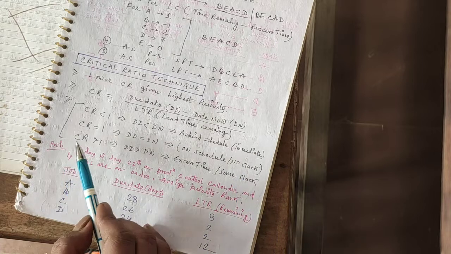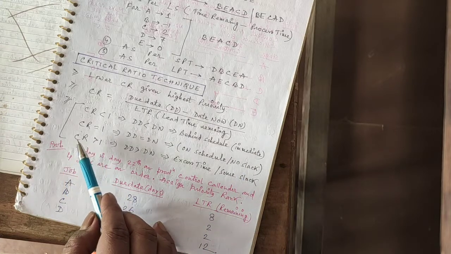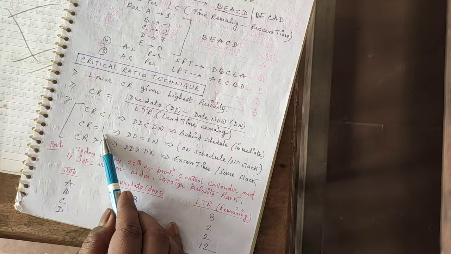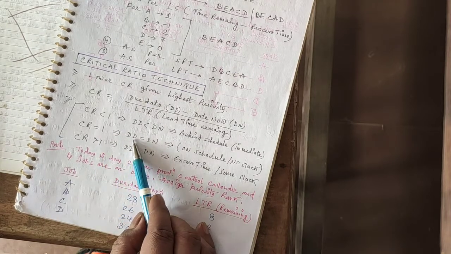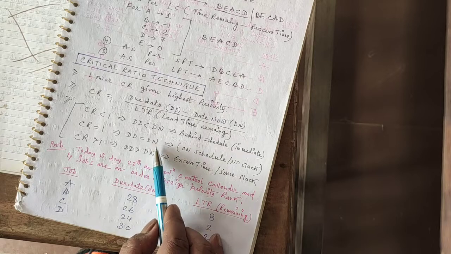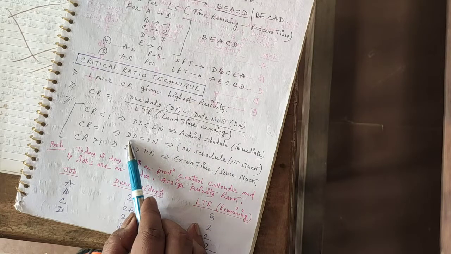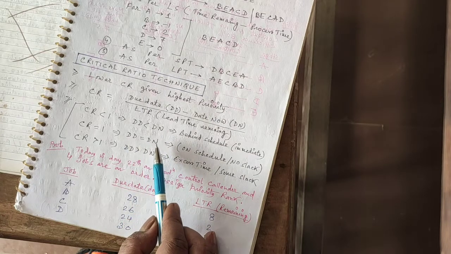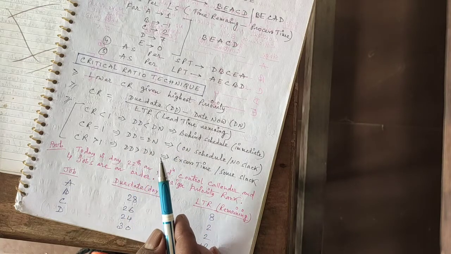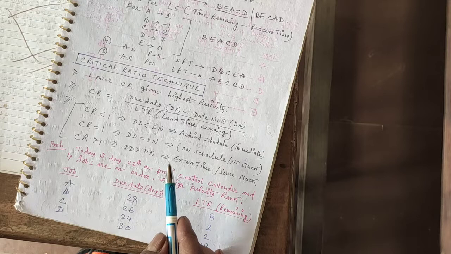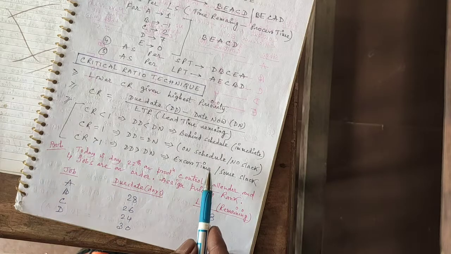Second, if we get the critical ratio equal to 1, that means the due date is equal to the date now. So that job is on schedule. There will be no slack actually, and the job is on time.